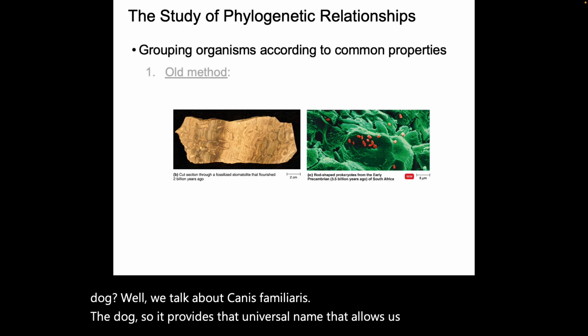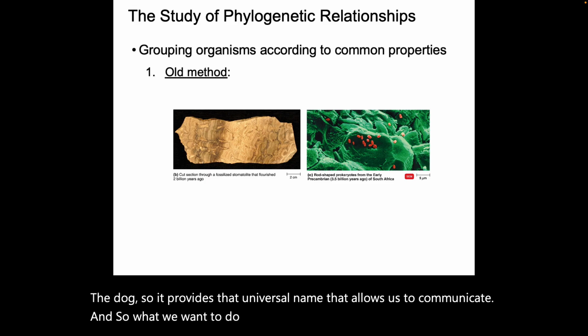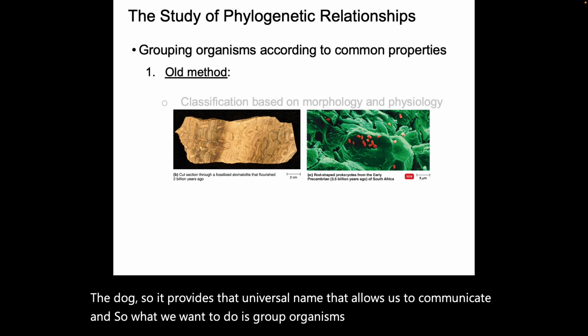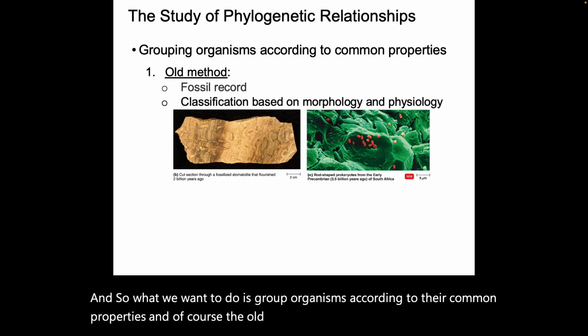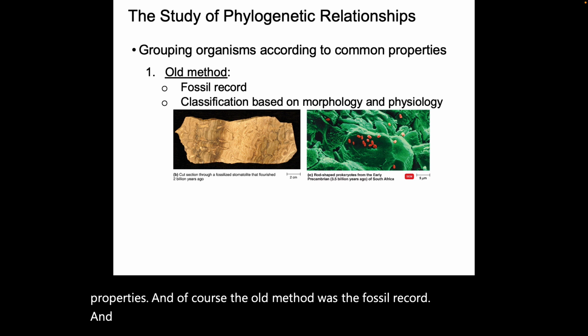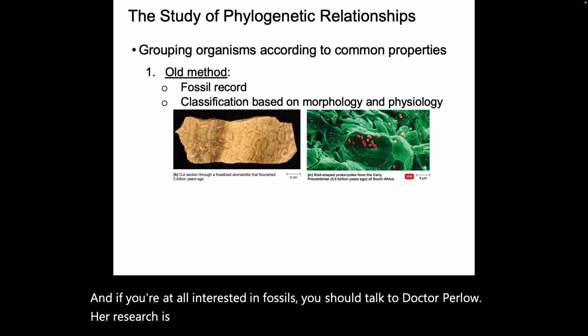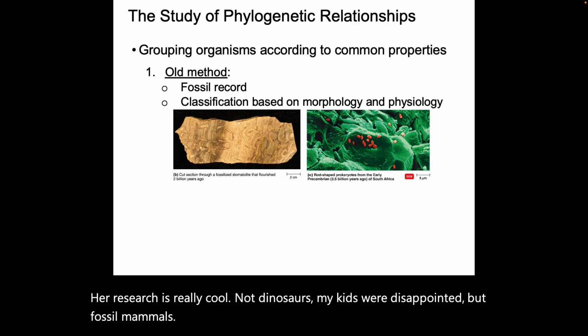And so what we want to do is group organisms according to their common properties. And of course, the old method was the fossil record. And if you're at all interested in fossils, you should talk to Dr. Perlow. Her research is really cool. Not dinosaurs. My kids were disappointed, but fossil mammals. So we could use the fossil record.